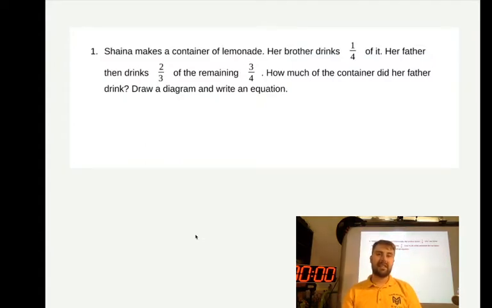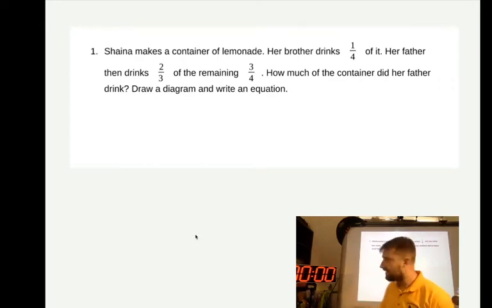Shayna makes a container of lemonade. Her brother drinks 1/4 of it. Her father then drinks 2/3 of the remaining 3/4. How much of the container did her father drink? Draw a diagram and write an equation.